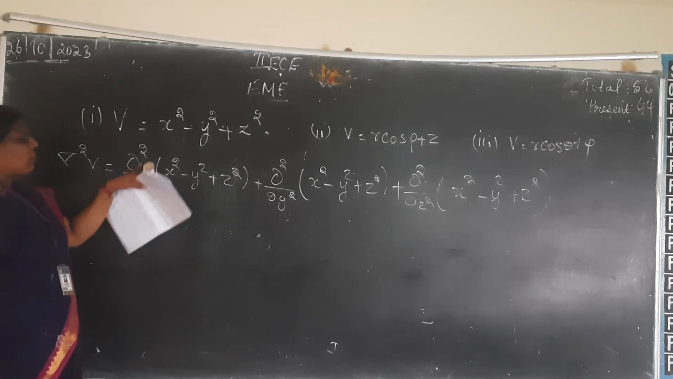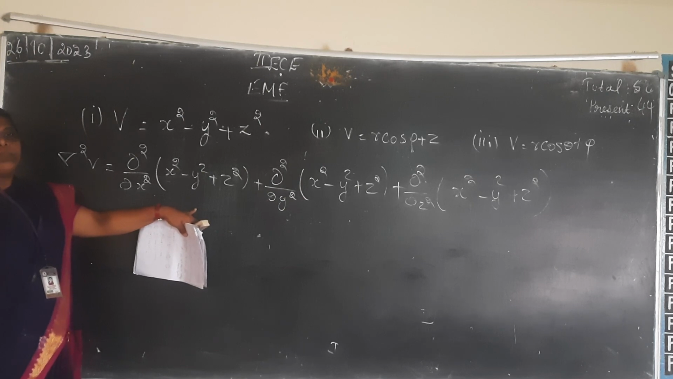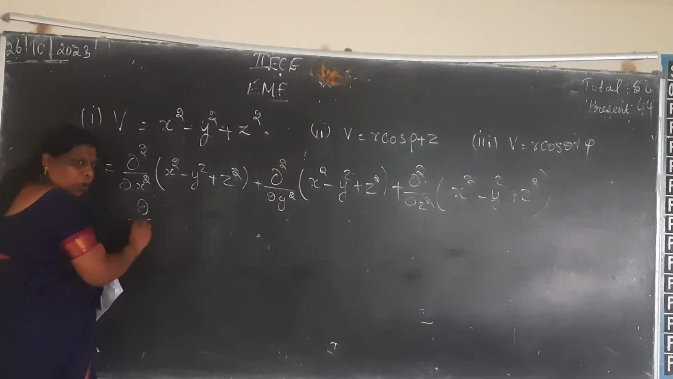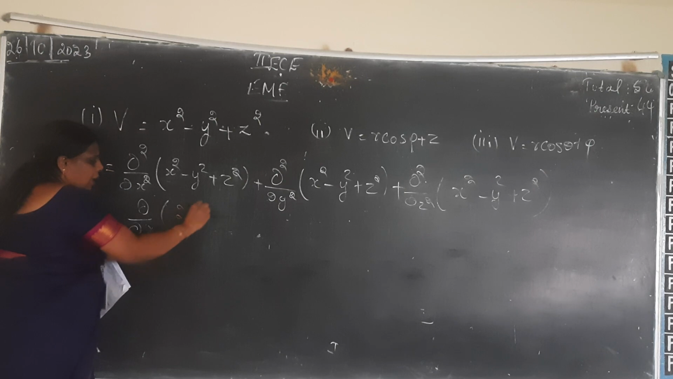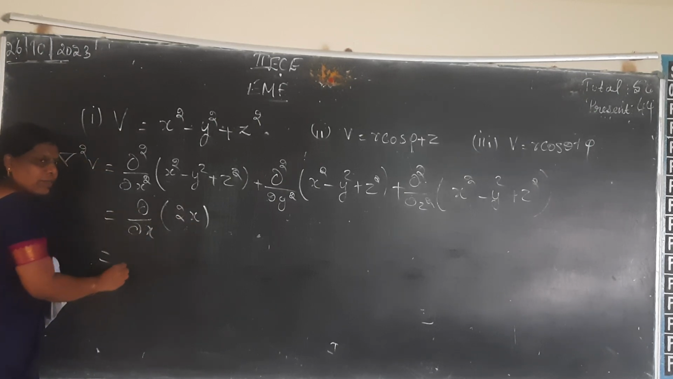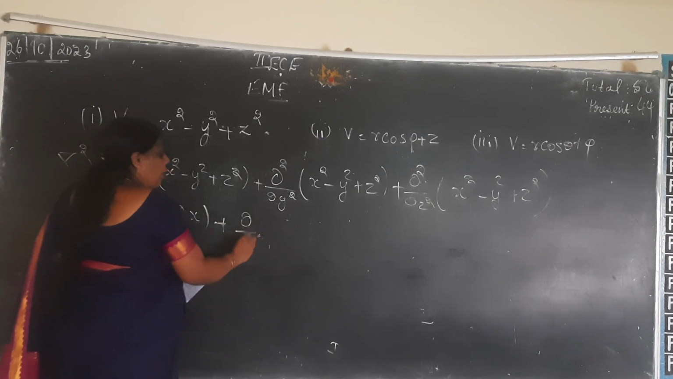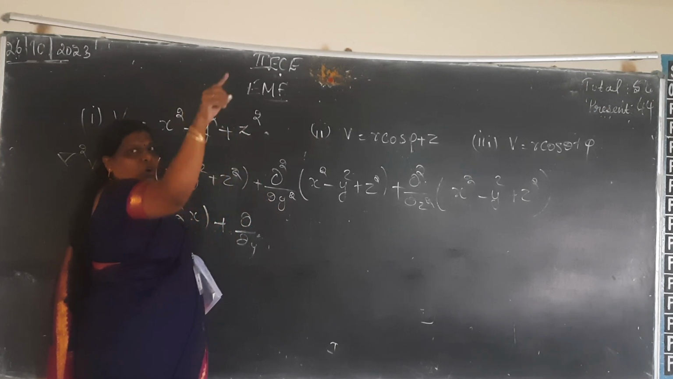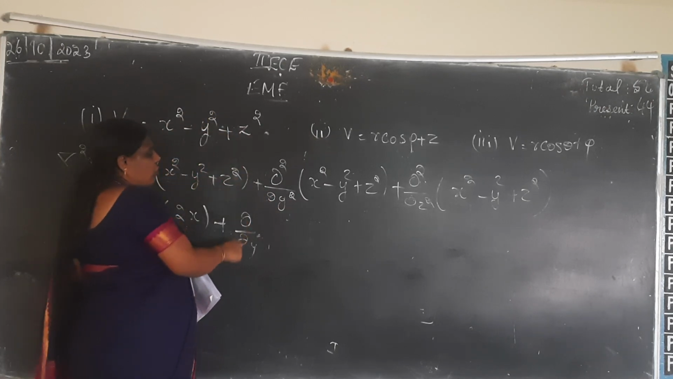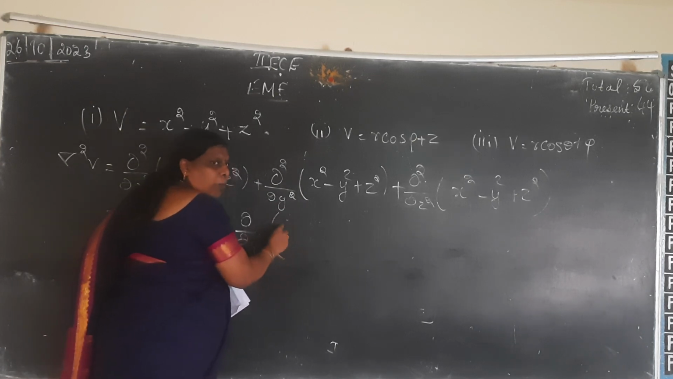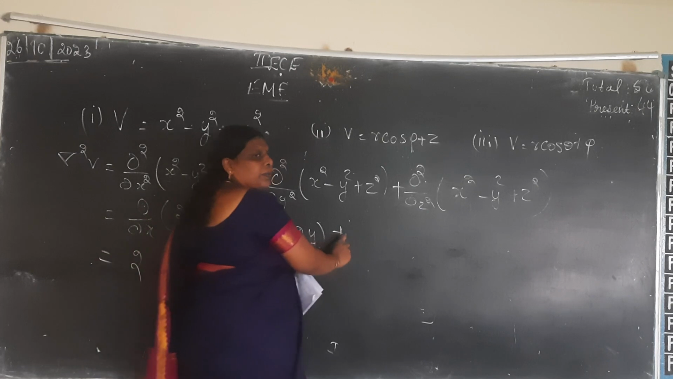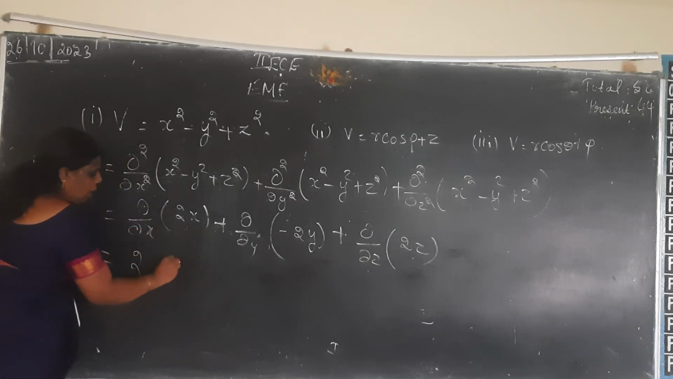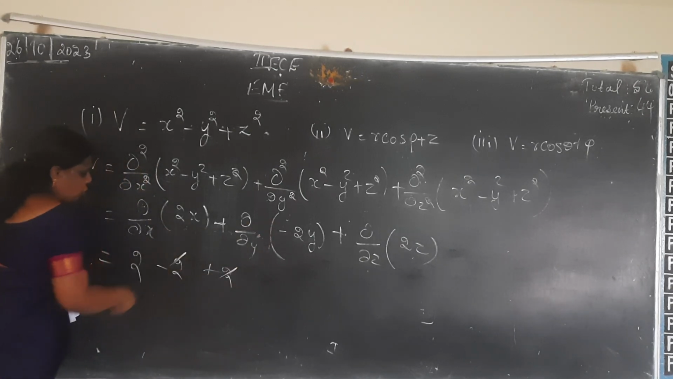Please tell me what will be the first expression. Dou square by dou x square of this term. Dou by dou x of this term is 2x. I'll write one more step: dou by dou x of 2x is 2. Then plus, dou square by dou y square can be written as dou by dou y into dou by dou y of the next, so we have minus 2y, plus dou by dou z of 2z. So here we have minus 2 plus 2, so this 2 is getting cancelled.